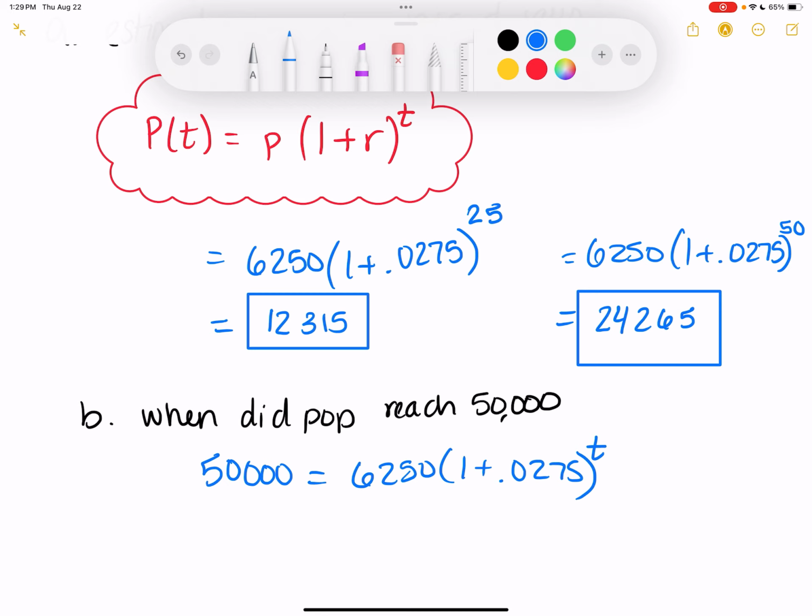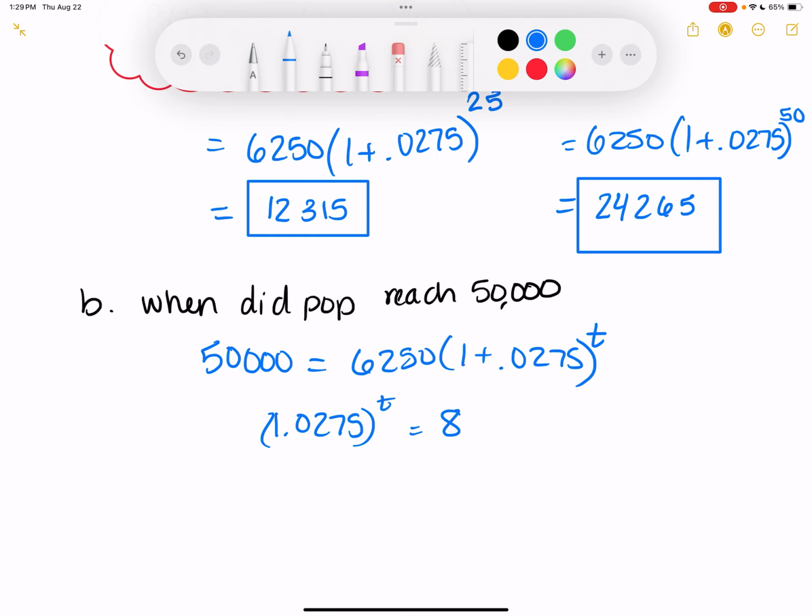Y'all remember how to solve these? Well, we have 8 equals 1.0275 to the T. And then just close around. Oh, this is the L.